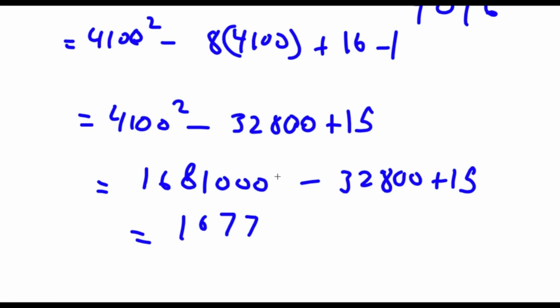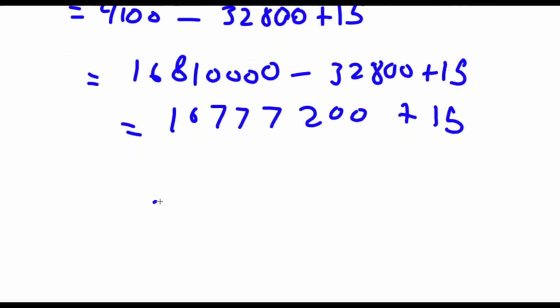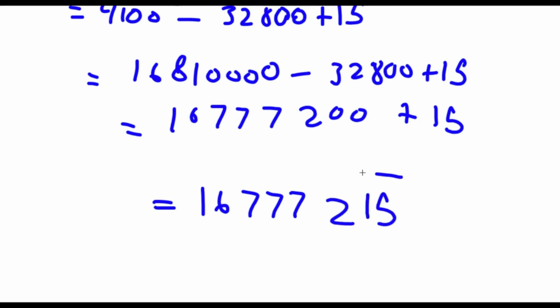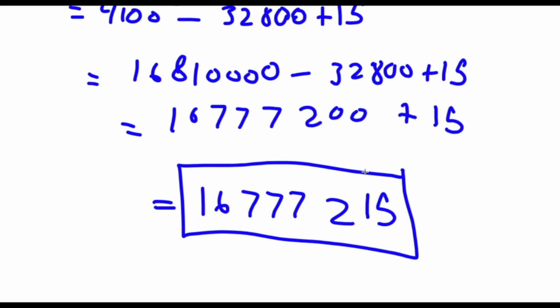Sorry, I made a mistake. This is actually 16,810,000. So now it's going to equal 16,777,200. Now I have this plus 15. So now if I add these two, I get 16,777,215. So this is my answer.